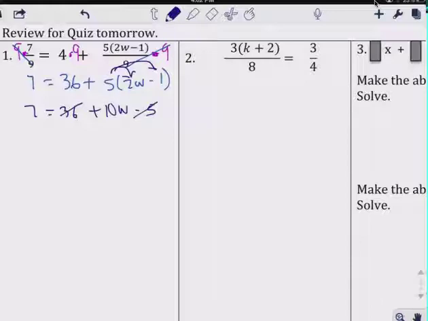Okay. 7 equals 31. Angelina, have a seat. At least copy this down. Don't draw that on my homework area, please. I was just trying to see.